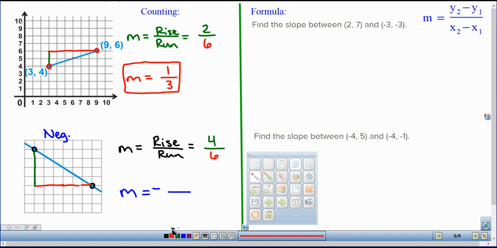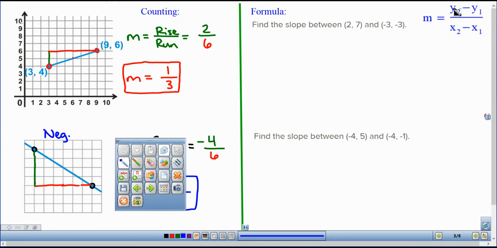And the fact that we went down, that's actually what made this negative. We knew it was going to be negative. I've already written my negative there. And 4 over 6 becomes 2/3. This has a negative 2/3 slope. So we found both of those. This one's positive, this one's negative.